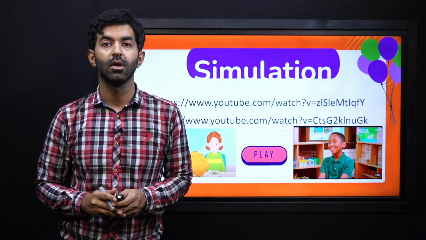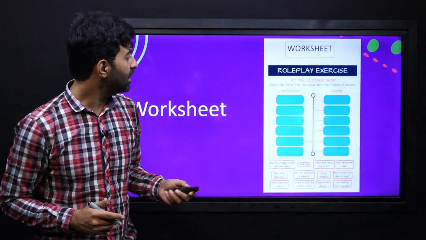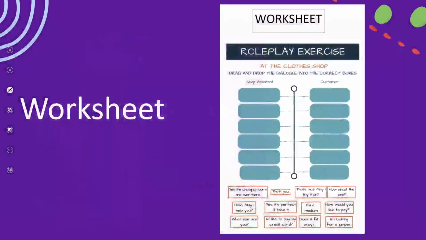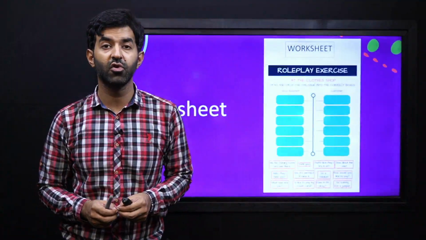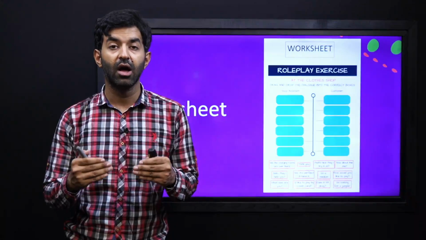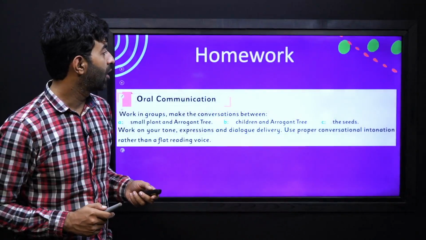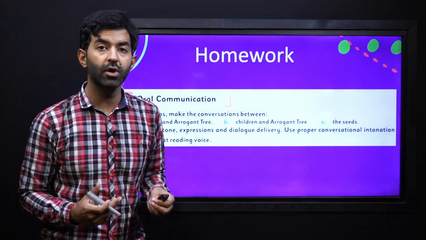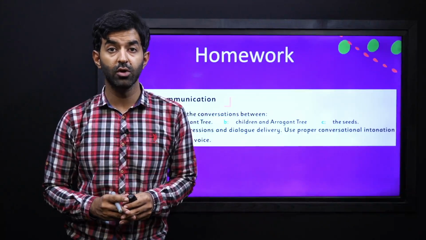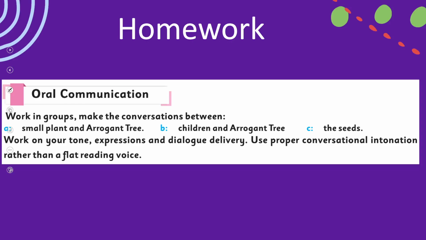Now, here is your worksheet. Again, you have to read it out, read the prompts and instructions, and then act out the role play. Now, students, for your homework, this is attached in your book. You can find it with the main lesson. You have to work in groups, make the conversation between small plant and arrogant tree, children and arrogant tree, and the seeds.